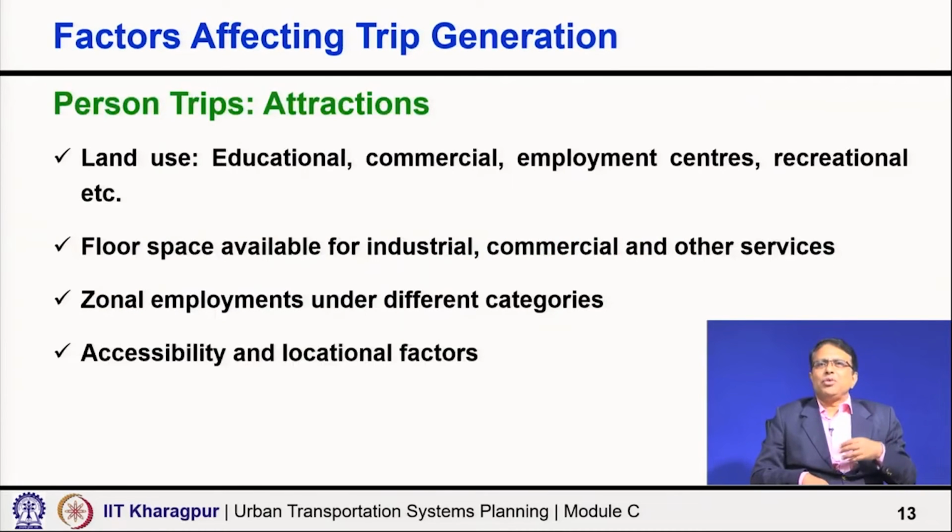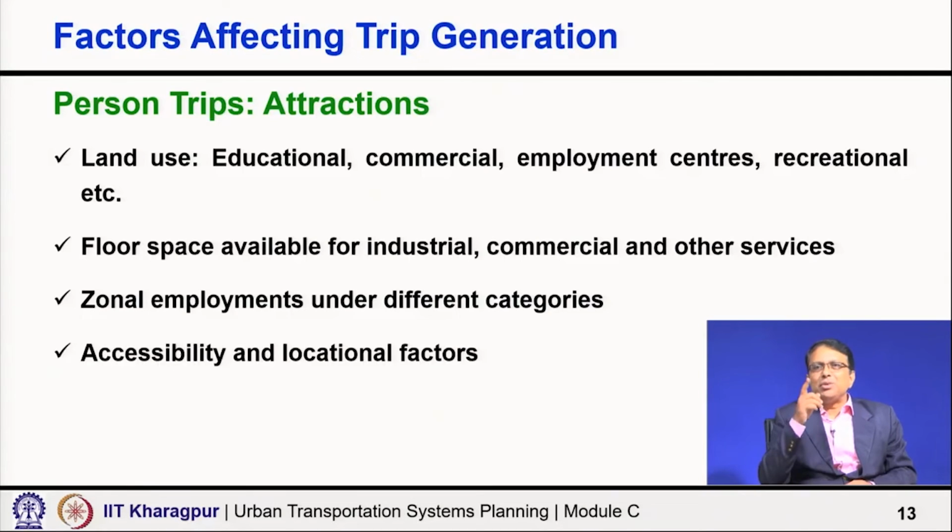Then, in terms of attraction, when we are modeling person trip attraction, we should definitely consider different types of land use, say educational, commercial, employment centers, recreational facilities, etc. So, we categorize land use. These different land uses may enter into a model as variables. Similarly, we can use, let us say, floor space available.